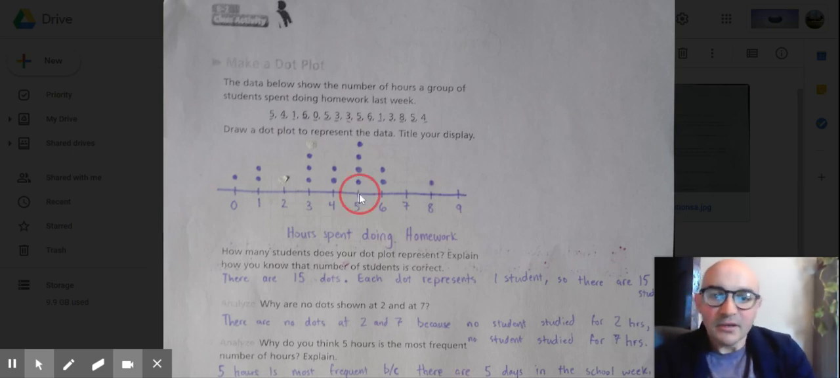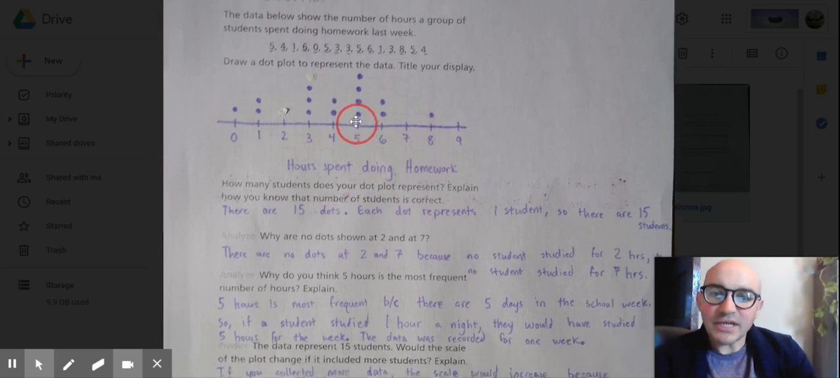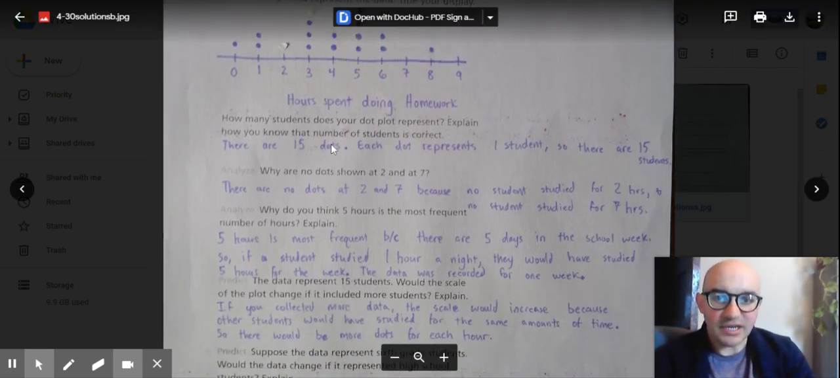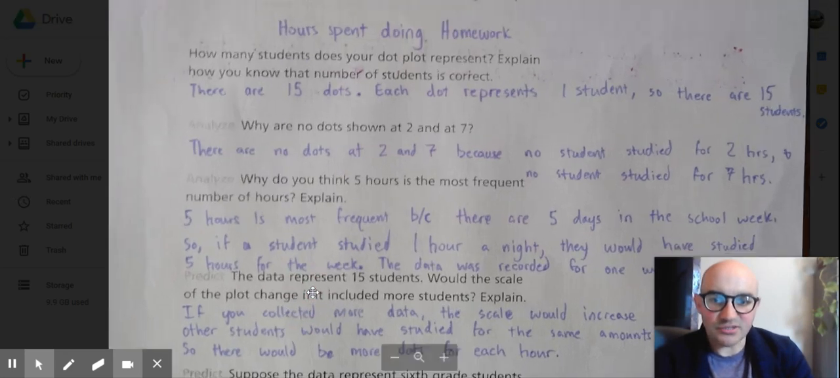Okay. So we've got our dot plot made. Let's go down and answer some of these questions. And before I get into the answers, you'll notice that I don't do any computations on this whole page.